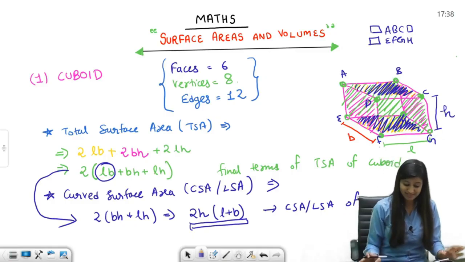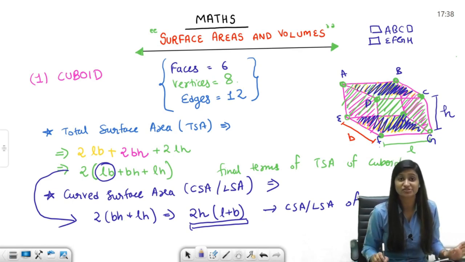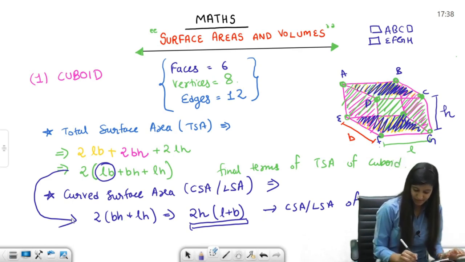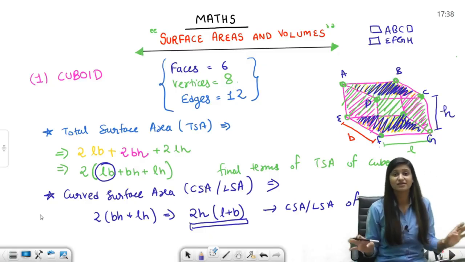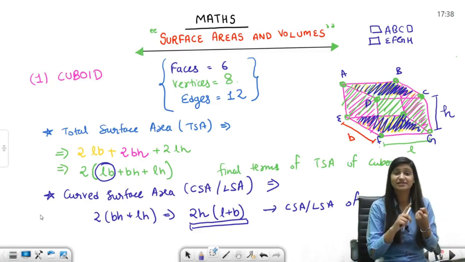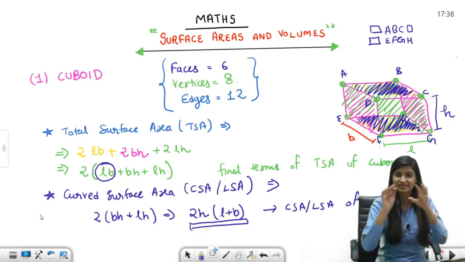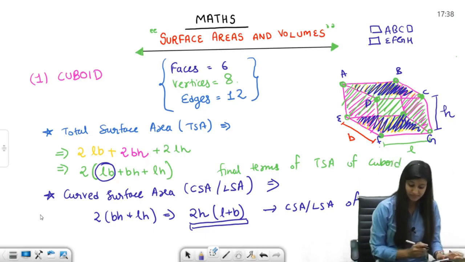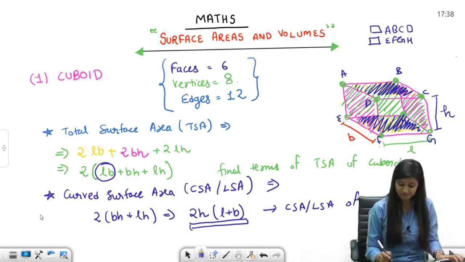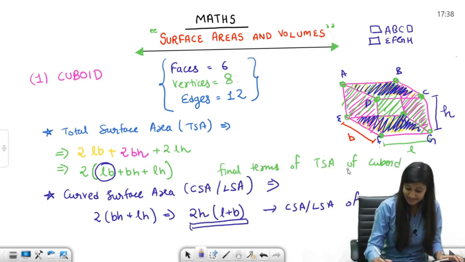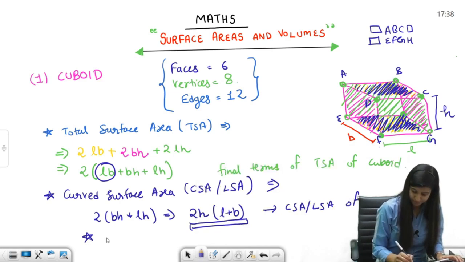Alright, so this is the simplest derivation which you can think of. Just simply think what you need to do. You calculated the total surface area, you counted the number of rectangles, that's it, right? Now the last term which I'll be defining is the volume of the cuboid.